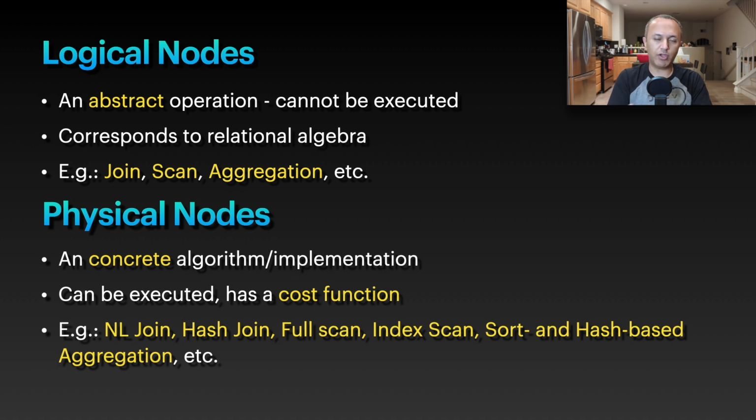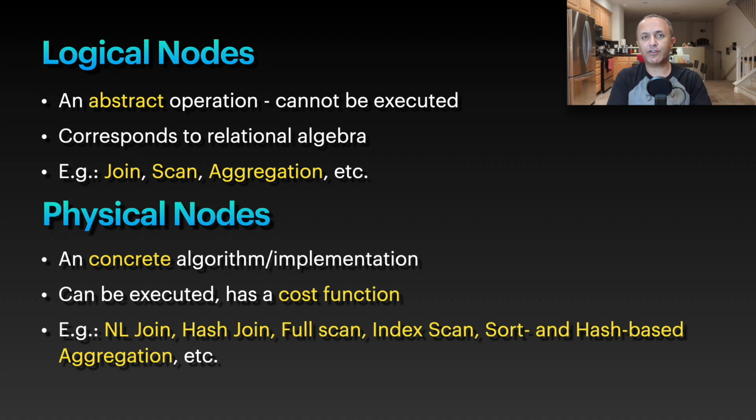So when we talk about nested loop join, hash join, or merge join, these are concrete implementations of the abstract logical join operation. So these are physical operations. These have a cost. The nested loop join has a cost that's different from the cost of a hash join. But they all have the same join semantics, so that's why there is a logical join that encompasses all of these together. Same thing for aggregation.